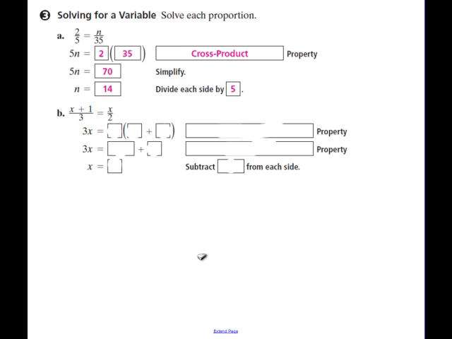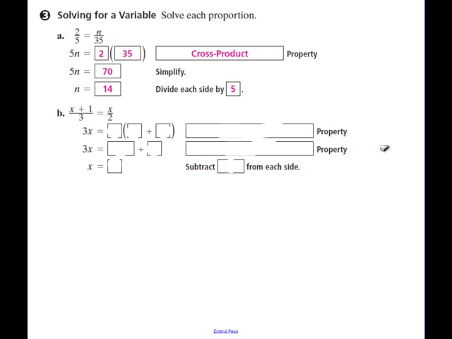Now, there's another way to do this as well without necessarily doing cross product. Many of you that are fairly good at algebra or who have practiced algebra recently would recognize that we already have n in the numerator here. All we would have to do is multiply both sides by 35. That would eliminate the 35 here, would just leave us with n, and we would get 35 times 2 over 5, which gives us 14.